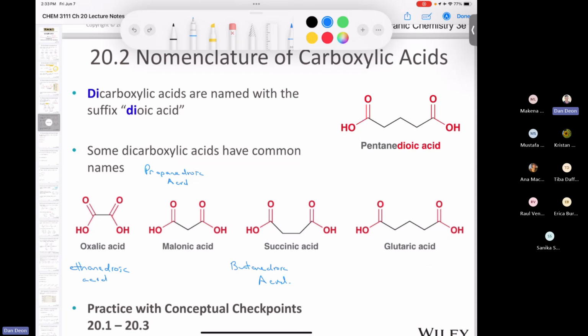Now, if you have 6 carbons, so let me just scribble this down here: 1, 2, 3, 4, 5, 6. This one you would call hexanedioic acid, but it has a common name too, which is adipic acid. The reason I throw this one in here is because years and years ago, my students came up with an acronym to remember: OMSGA for oxalic, malonic, succinic, glutaric, and adipic.